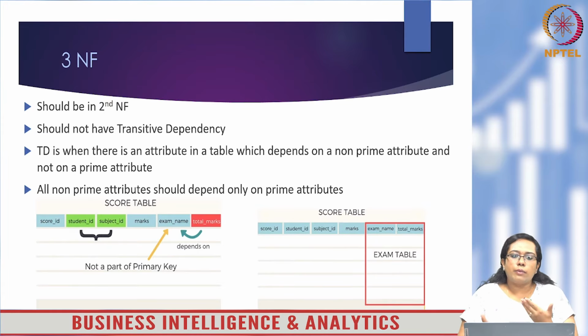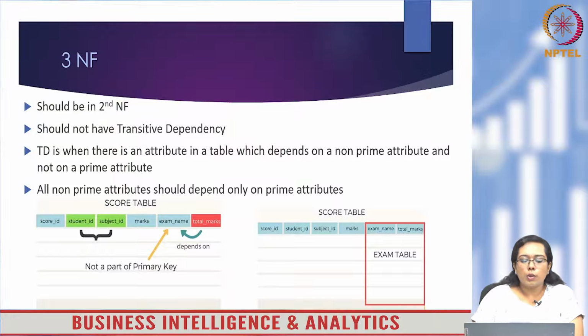So, just repeat in your mind what I have taught till now. First one was 1NF. In 1NF there should not be any multi-valued attributes. In 2NF there should not be any partial dependency. Now, we have come to 3NF. 3NF is an advanced form of 2NF. It should already be in 2NF in order to achieve 3NF. So, the first criteria for 3NF is it should already be in 2NF. Second criteria is that it should not have any transitive dependency.